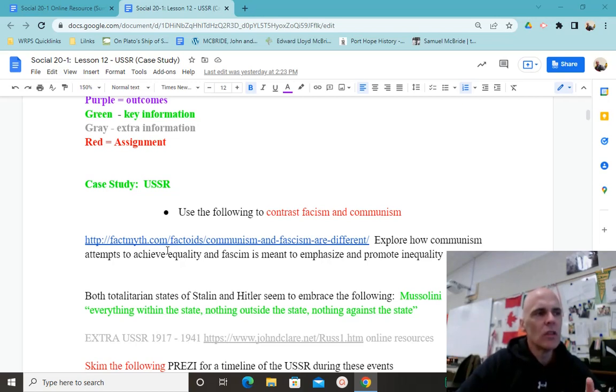Another way to distinguish between fascism and communism is what type of society they are attempting to create. At least in theory, fascism is attempting to create a society that is built around the observation that not everyone's equal. Fascism creates a hierarchy. And within that hierarchy, there's an ethnic national component.